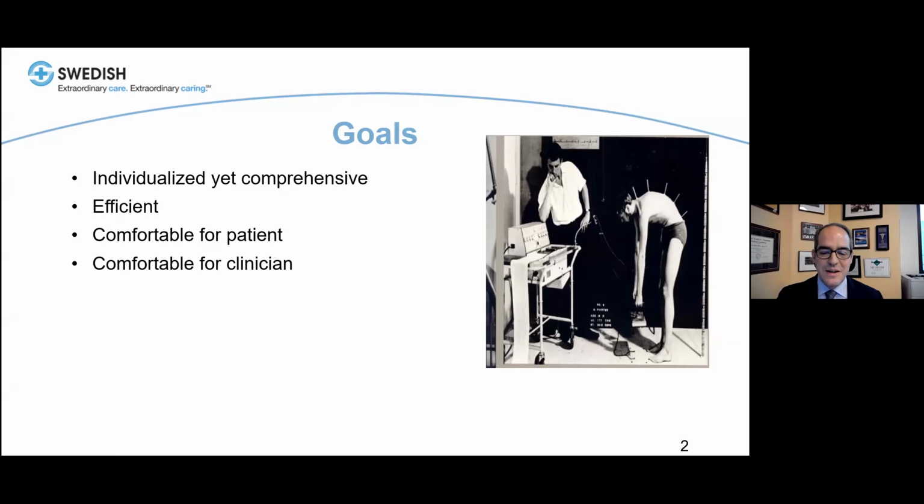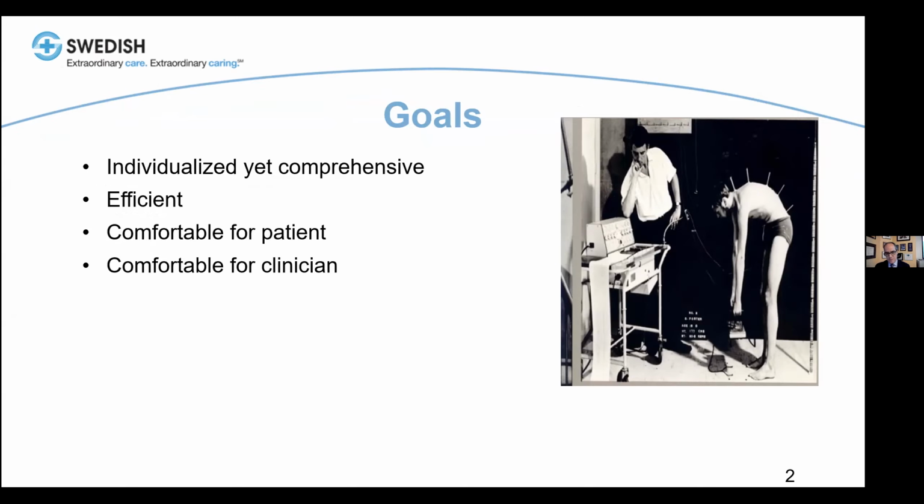So, it's the key. What we're going to do is go through what our comprehensive exam looks like. So you can pick up parts of that you can use in your exam, or maybe there are parts you'll do throughout your multiple visits with the patient over a number of weeks.